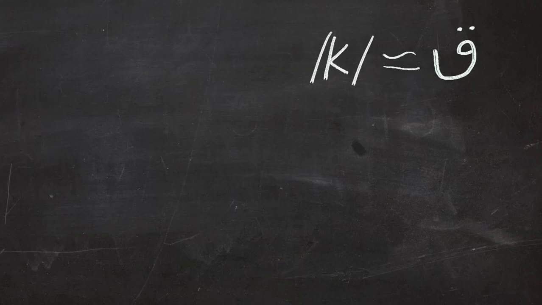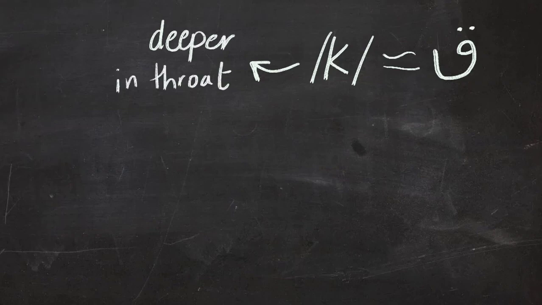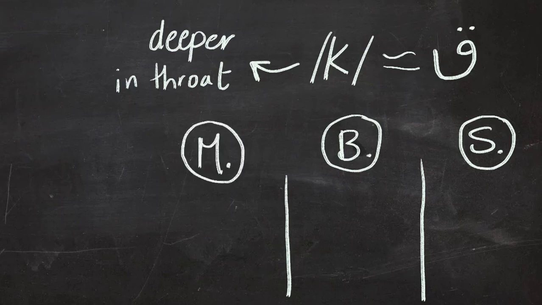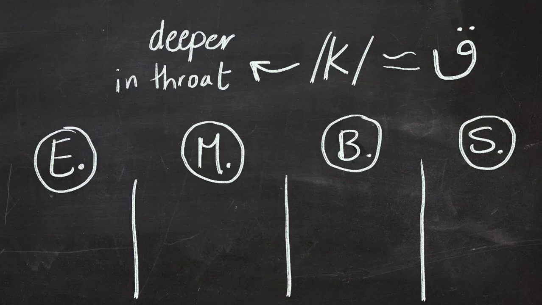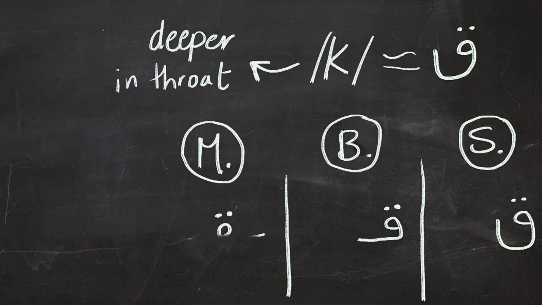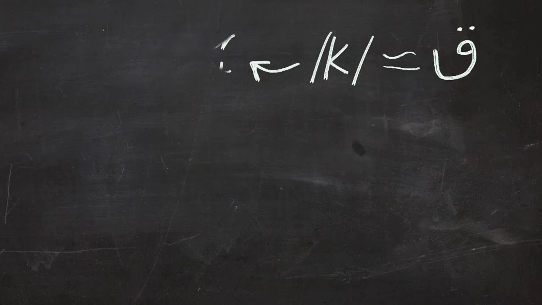Last letter of today is qaf, and qaf has no direct equivalent in English, but it comes closest to the ka sound. But you need to dig a little deeper in your throat to find your qaf. So qaf is a little bit backward in your throat. Kaf is a little bit in front. So you need to go a little back in your throat and you will find the sound. So qaf, and these are the 4 different positions that you should learn.